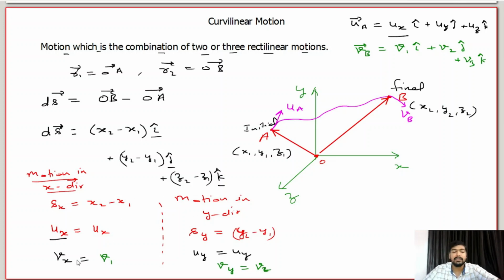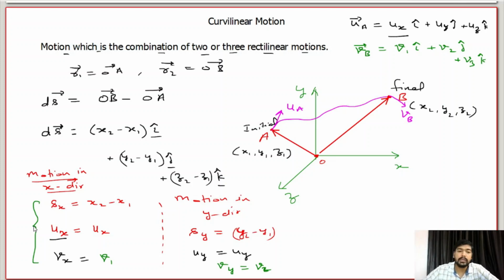Okay, so like this we will take all the parameters: displacement, initial velocity, final velocity, acceleration. We will not take the force here because we are currently doing kinematics, so we will consider only these four parameters: displacement, initial velocity, final velocity, and acceleration.